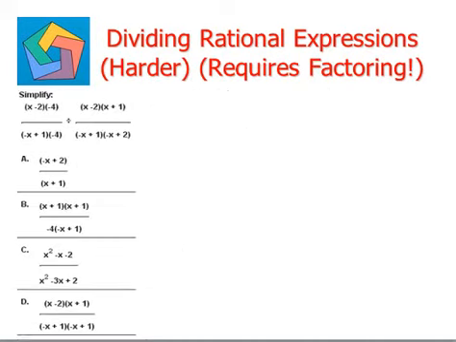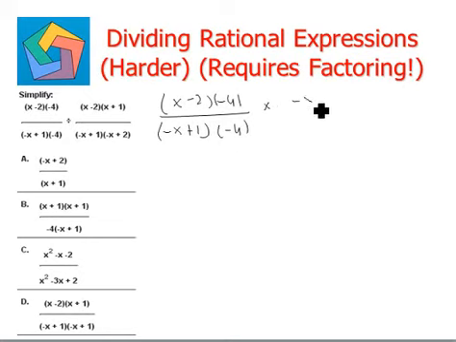Let's try the next question. Simplify x minus 2 times negative 4 divided by negative x plus 1 times negative 4, multiplied by, flipping the second rational expression. The numerator has become the denominator now.